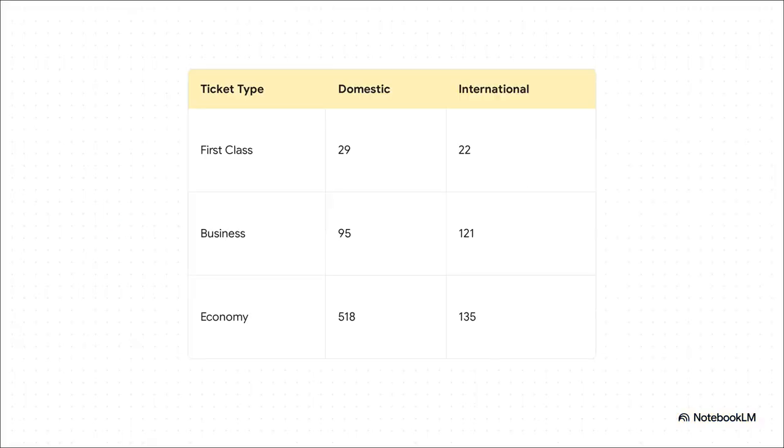Okay, here's the evidence laid out on the table. We're looking at the number of people who bought different kinds of airline tickets for either a domestic or an international trip. Now, just looking at it, it might seem kind of random, right? But the big question we as data detectives have to answer is this. Is there a real, statistically significant connection here? Does the class of tickets someone buys have anything to do with the kind of trip they're taking?